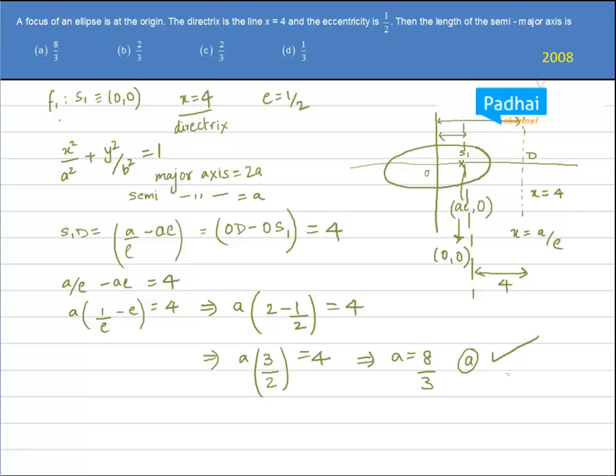So this was a good question, and the trick that I have used is also a very tricky one, that we have solved it in a very short manner, that we just needed S1D. Since the focus has been shifted to the origin, all the calculations will now be done according to the focus, since it has become the origin. Okay.